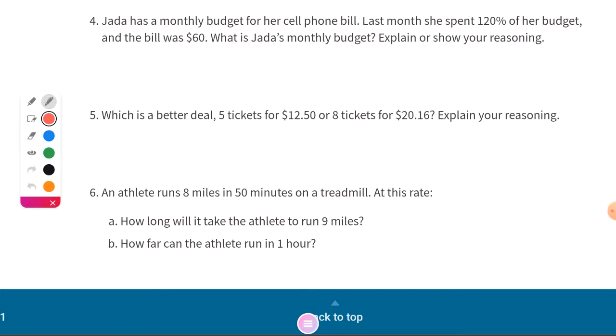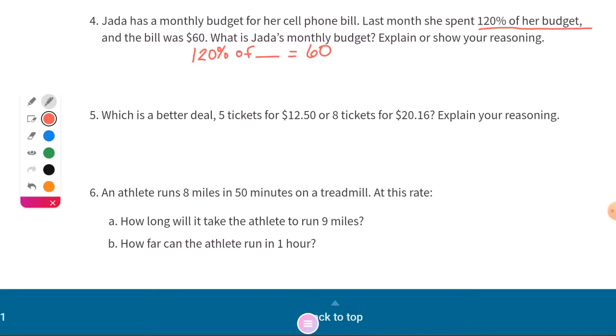120% of, so underline that right there in the book. 120% of her budget. I'm going to start writing it down. 120% of her budget. Do we know her budget? No, because the question says, what is her budget? Which means this is what we do not know. So I'm going to put a blank there, or we could put a W. What's W going to stand for? Whole. 60 is the part. That's what she actually spent.